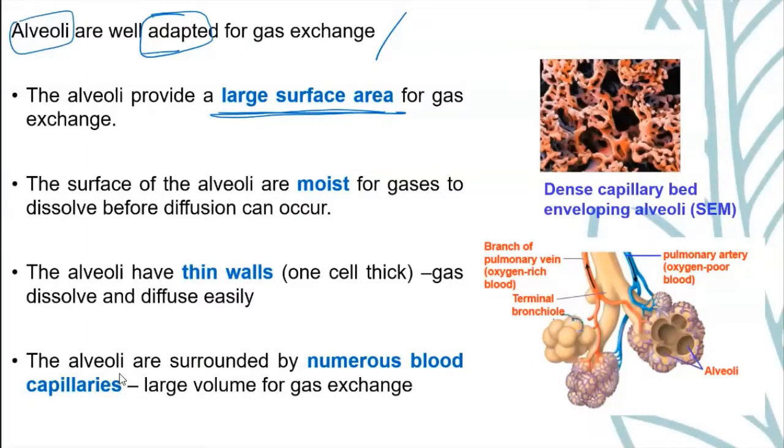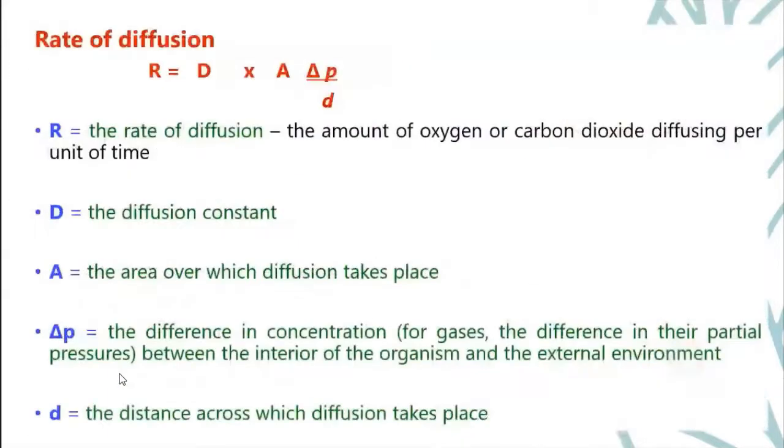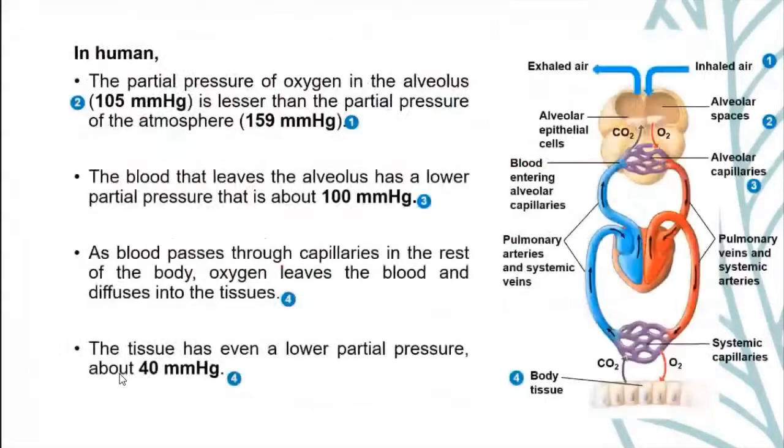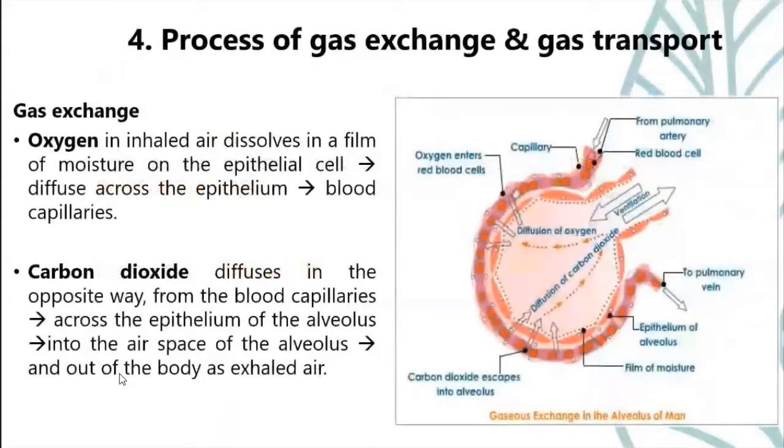So look here, it is highly folded, so that this will provide the alveolus with a large surface area. And then the surface of the alveoli is moist. Later we will look inside the alveoli, there's a thin film of moisture. If we look at another slide, if there is, here, the film of moisture.